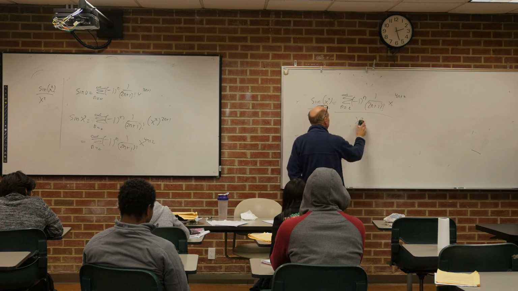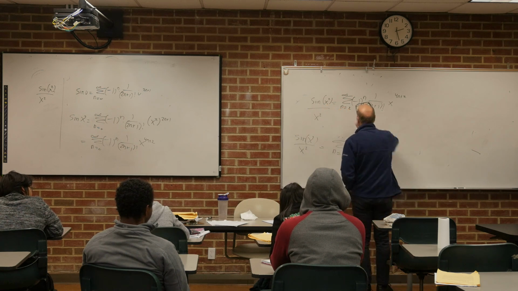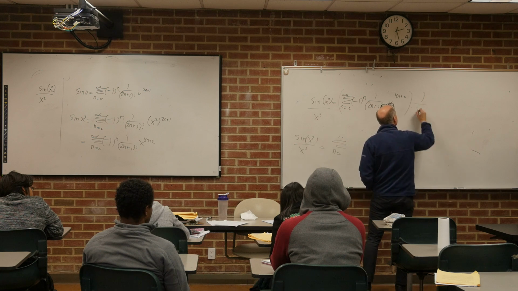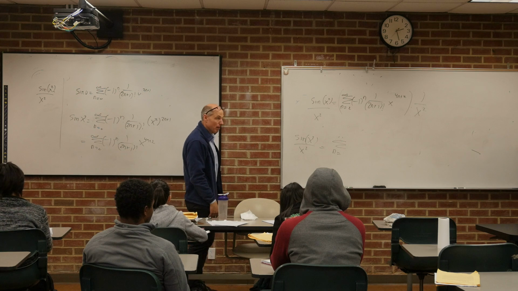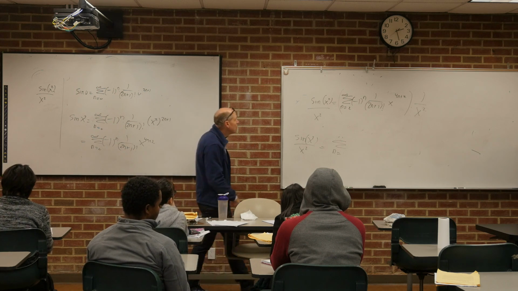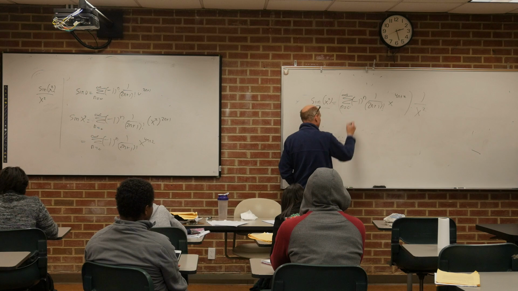Actually, you know, it might be a little bit easier to see if I write it this way. So dividing by x squared is multiplying by 1 over x squared. That equals 0, just like I said.